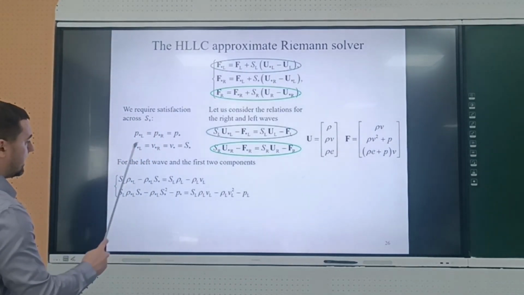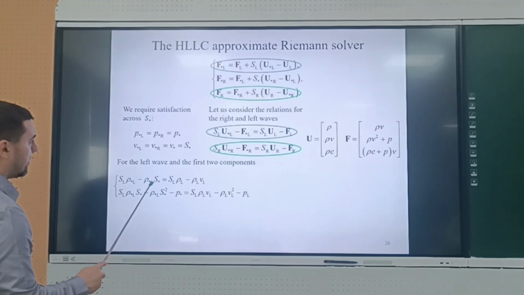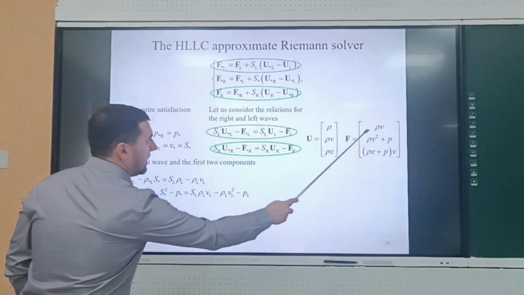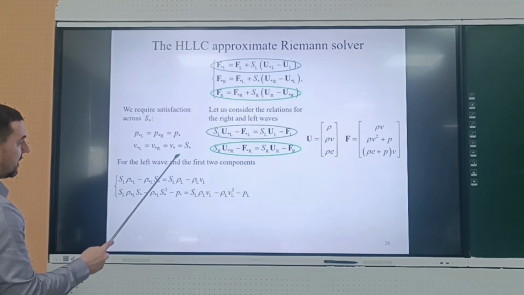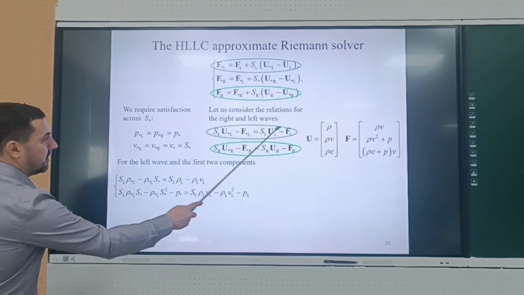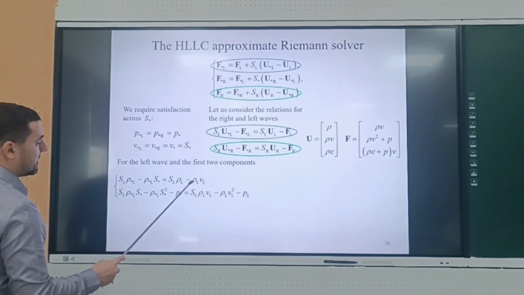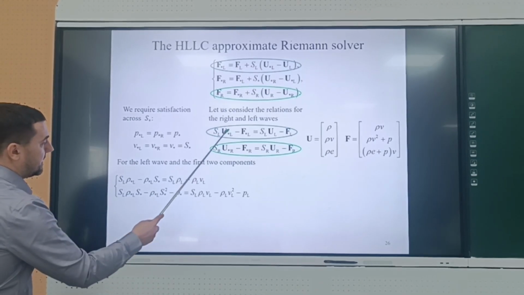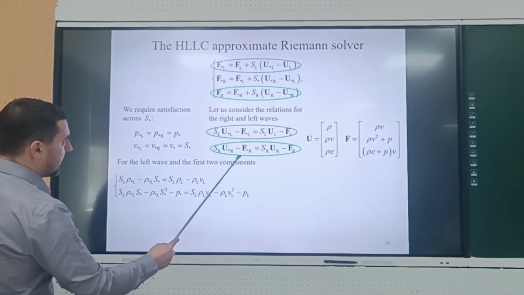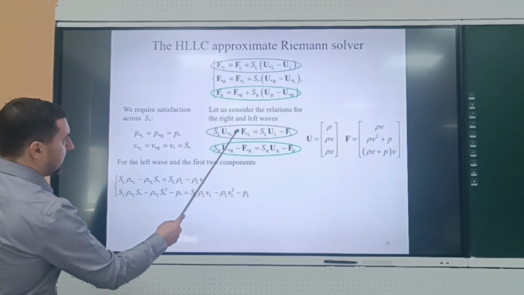That is why it will be SL rho minus rho S, because it should be rho V, but V equals S. We take it into account. SL rho L, because it's the first component, minus rho L VL. So this is the first component of this equation, and then this is the second component of this equation.